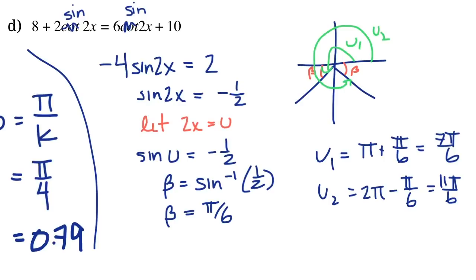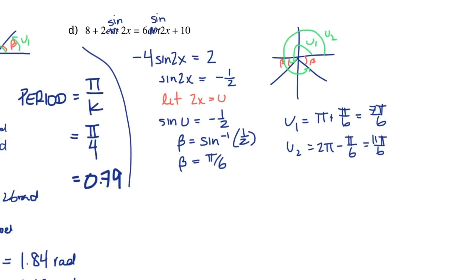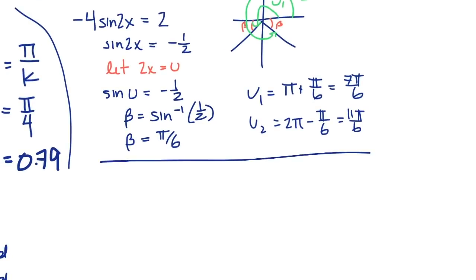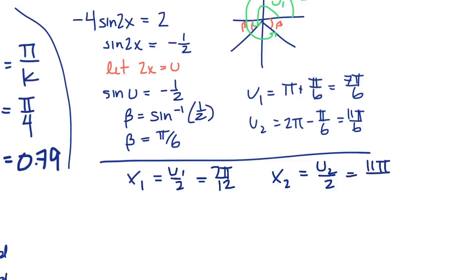But remember, we're not here to solve for u. We're here to solve for x. So let's back up a little bit. Let's actually solve for x now. So x1, I'm actually just going to write it underneath here. If we rearrange our equation, it's just u divided by 2. So it's our u1 divided by 2, which gives us 7 pi by 6 divided by 2, which is 7 pi by 12. And our x2 value is just going to be u2 divided by 2, which is 11 pi by 6 divided by 2, which is 11 pi by 12.